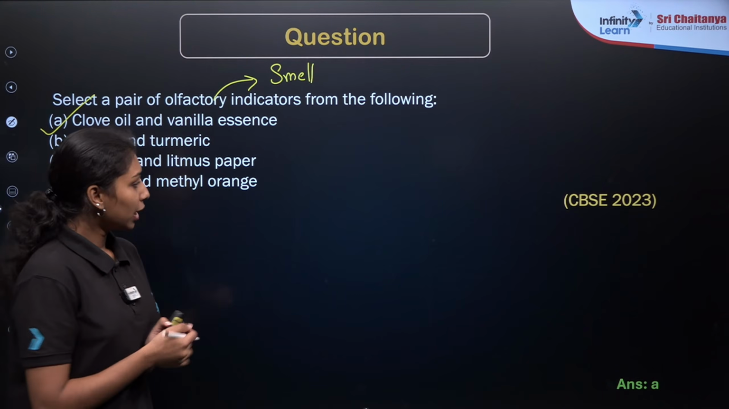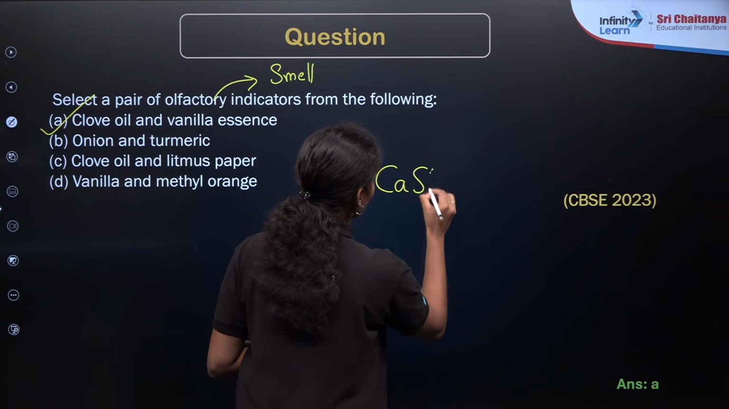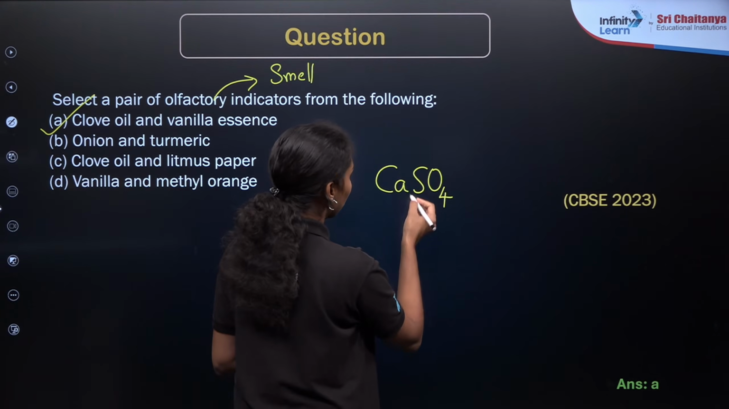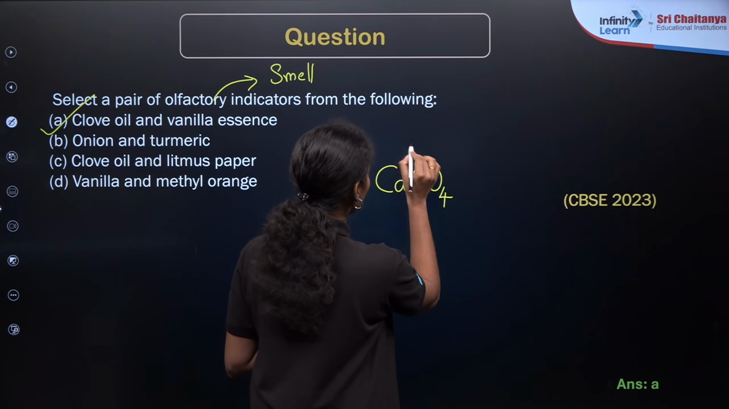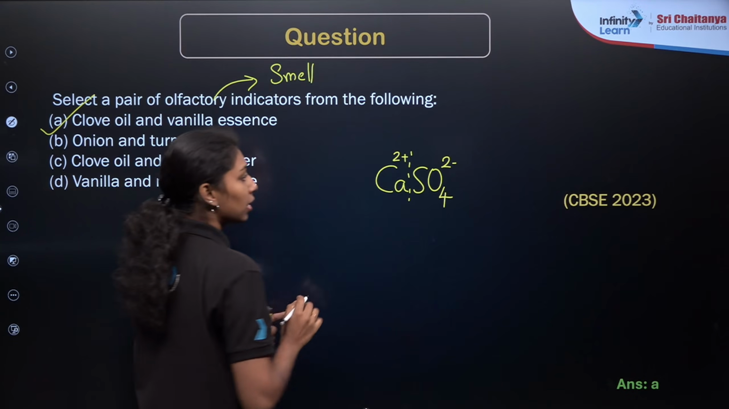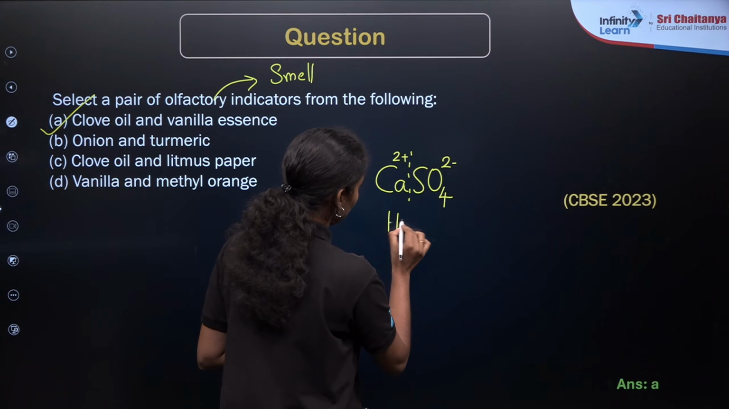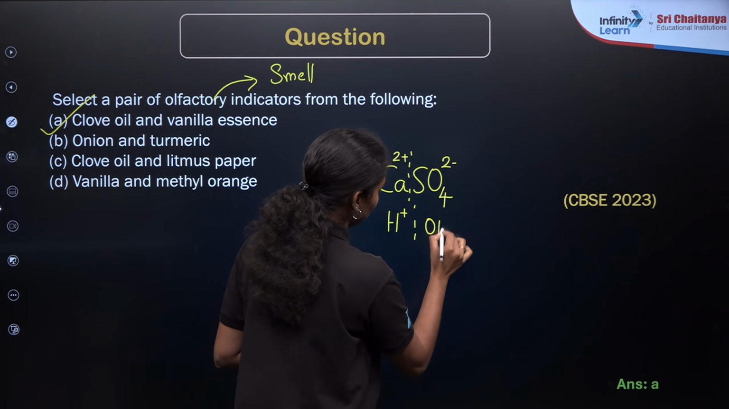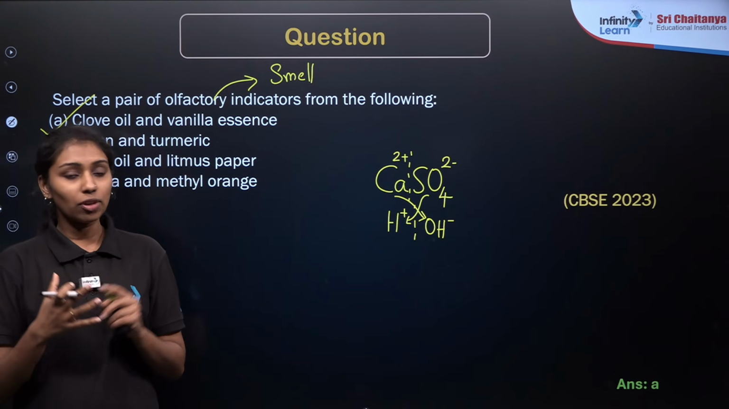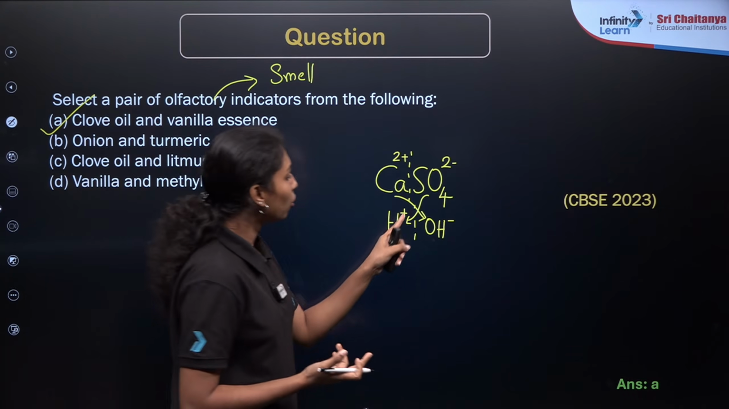For example, if I am taking the case of calcium sulfate, right? So this is the calcium sulfate. We will be splitting this salt into two parts, cation and anion. So what I am doing here, this is Ca2+ and SO4 2-. I am just splitting into cations and anions. Now we are adding water in terms of H+ and OH-, so the cation will go with the OH- ion and the anion will go with the H+ ion.